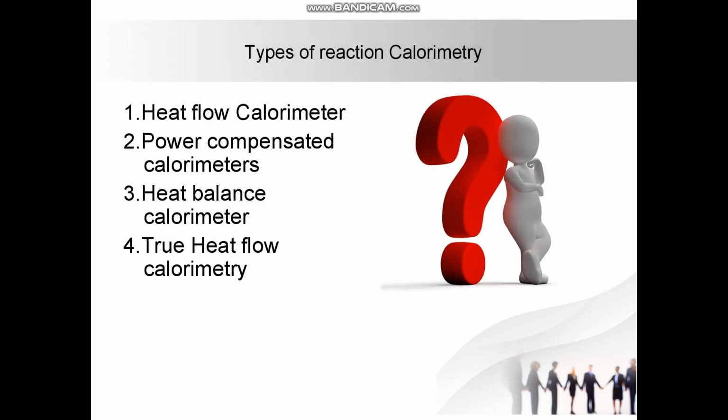What are the types of reaction calorimetry? There are four types: heat flow calorimeter, power compensated calorimeter, heat balance calorimeter, and true heat flow calorimetry, in the order of increasing accuracy and reliability. So, true heat flow calorimetry is highly reliable and accurate. Let us have a look at each of them one by one.